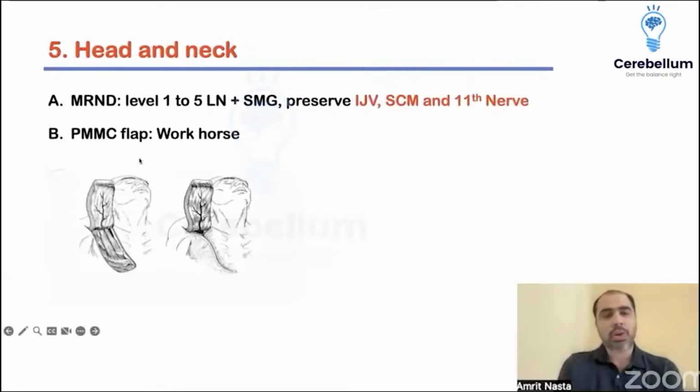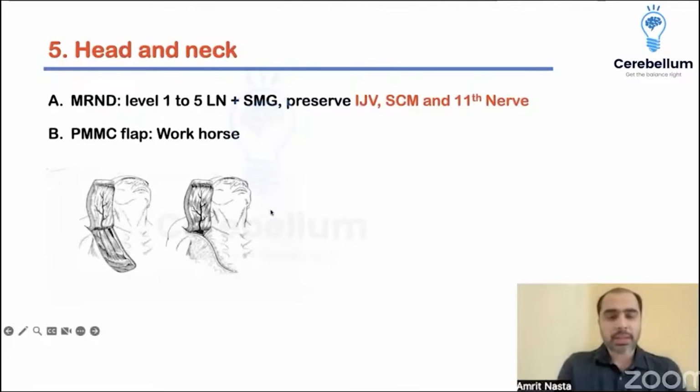So the most important one is modified MRND, modified radical neck dissection, where you are going to remove level 1, 2, 3, 4, 5 nodes, submandibular gland, sometimes tail of parotid, but you are going to preserve these three structures: internal jugular vein, SCM, sternocleidomastoid, and spinal accessory nerve. They are going to be preserved. In the radical, these three were also removed. Fine, and these are done for oral malignancies normally.